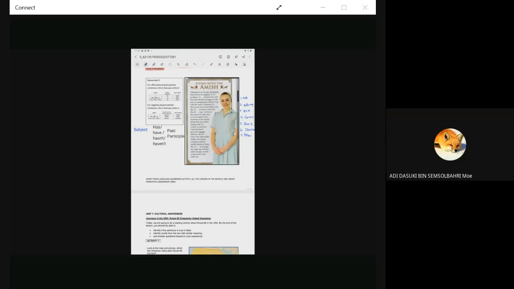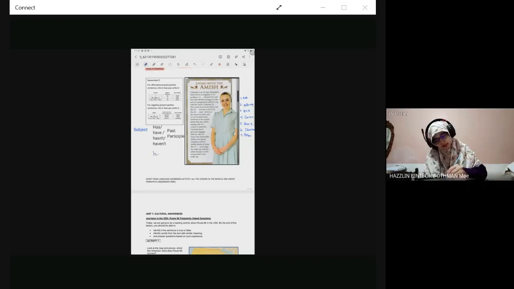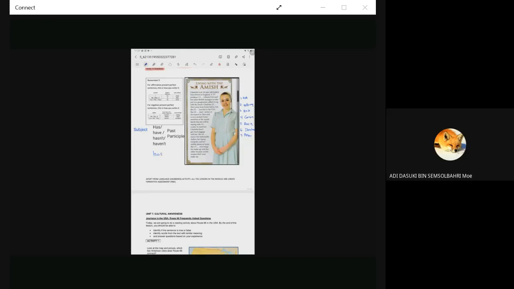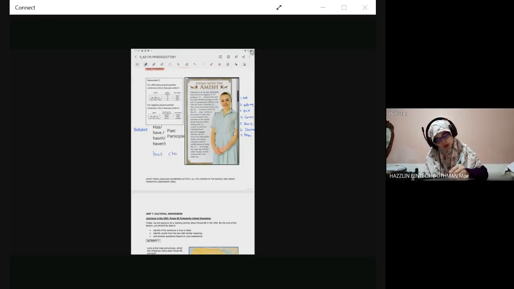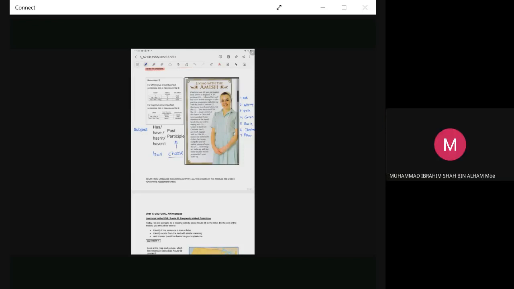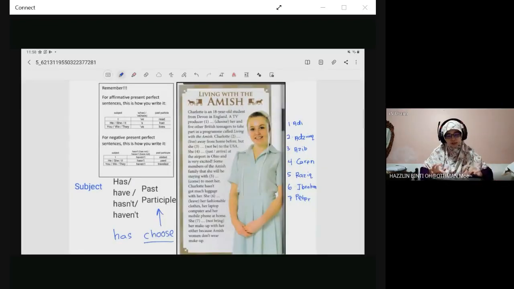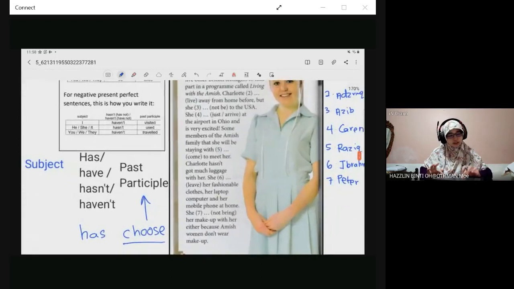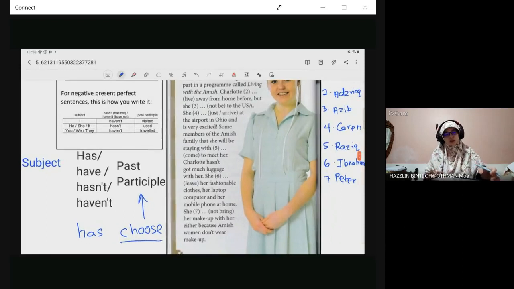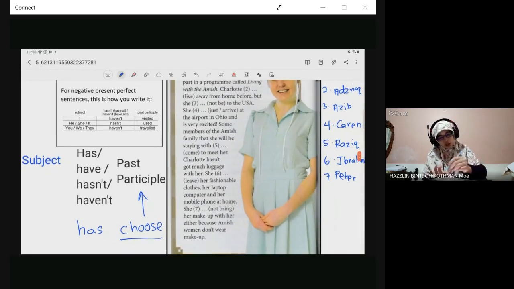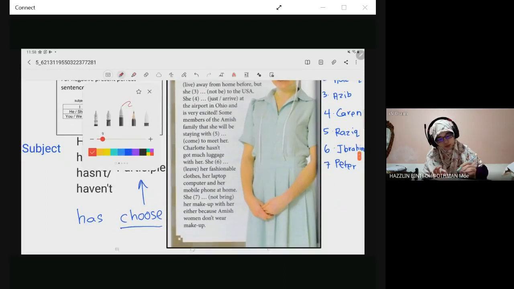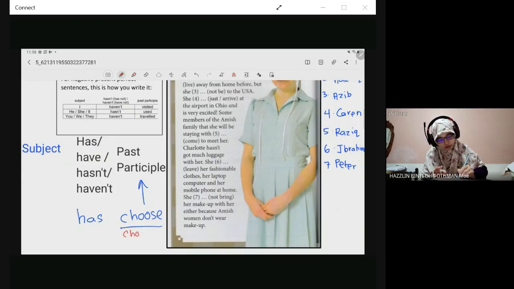Has choose. Has what? Has choose. Oh, that is wrong. You know why? It's supposed to be the past participle of choose. And the past participle of choose is, what is the past participle of choose? Chosen. Okay, so this is wrong. It's supposed to be chosen.